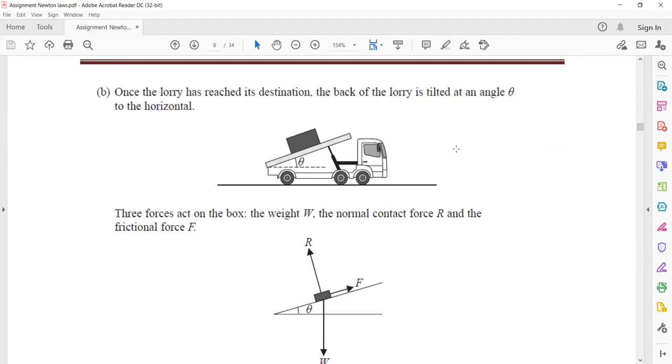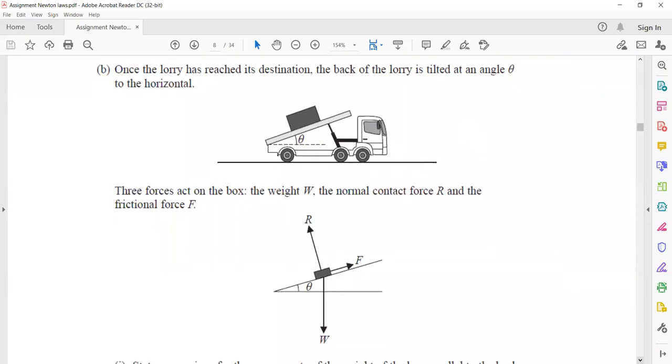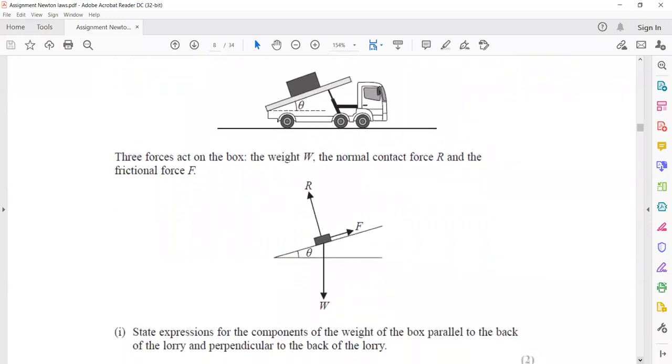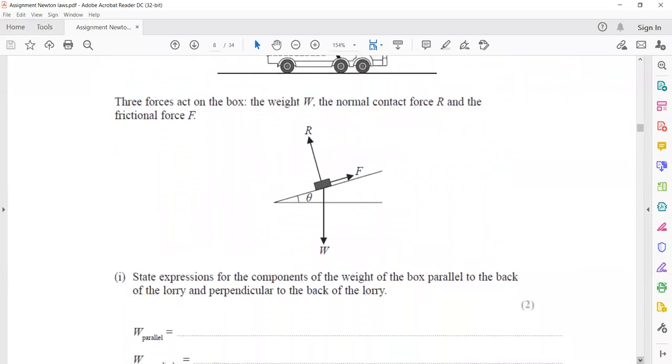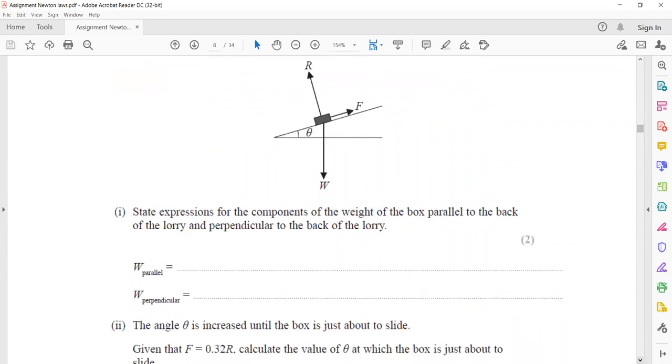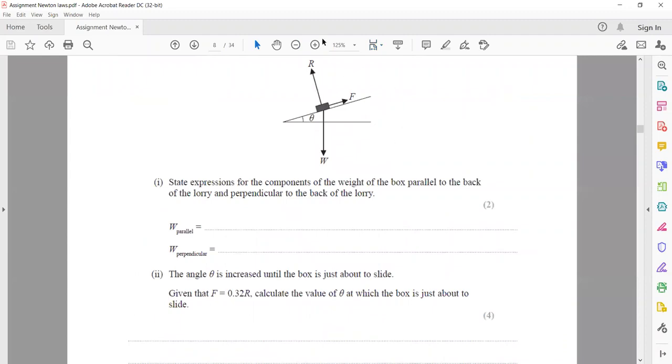Once the lorry reaches its destination, the back of the lorry is tilted at an angle theta. The free body force diagram is given with three forces: the normal contact force, the friction, and the weight. State an expression which we can use to show the component of the weight.